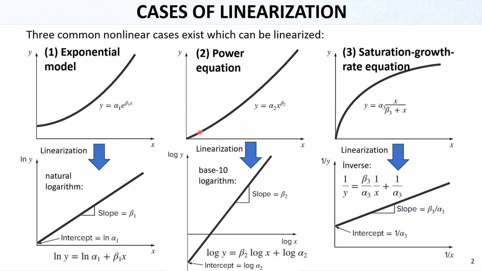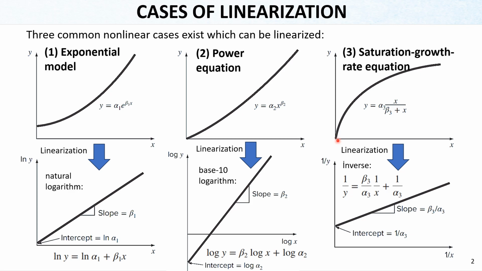It's the difference. We can convert this to a line as well using base 10 logarithm. So here natural logarithm ln, here base 10 logarithm. When you use base 10 logarithm for this function, you simply have log y equals beta 2 log x plus log alpha 2. Log alpha 2 is the intercept, and beta 2 is the slope. So simply take the logarithm of the y data and x data, then use them for linear regression.